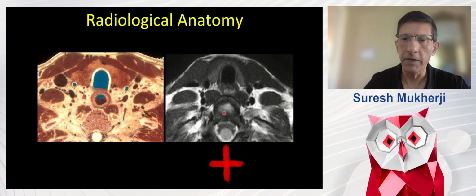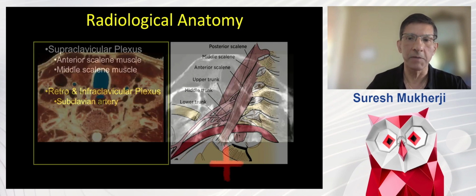So when you're looking from top to bottom, this is the vertical part of the cross. Now look at the horizontal part of the cross. There's the anterior scalene, there's the scalenus medius and posterior, and right between them are the supraclavicular portion of the brachial plexus. So that's the supraclavicular portion of the brachial plexus.